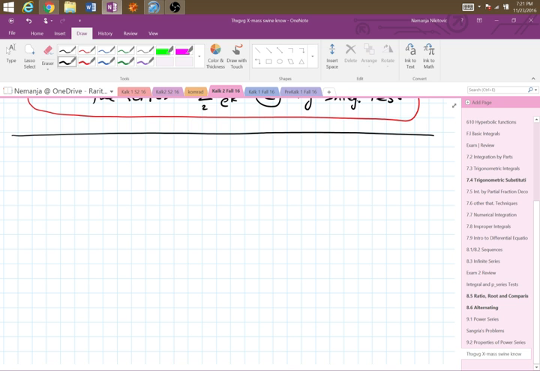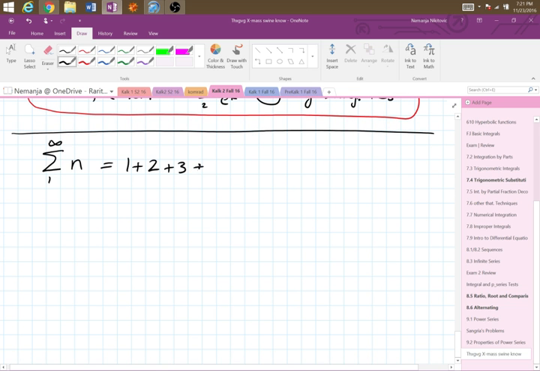So I will start with something that you are familiar with, which is the summation of n, starting at n equals 1 to infinity, which is 1 plus 2 plus 3 plus 4 plus 5 plus, and it's going to go forever. So that's the summation of n, where we plug in n as 1, 2, 3, 4. Every time you move to the next term, your counter shifts by 1.